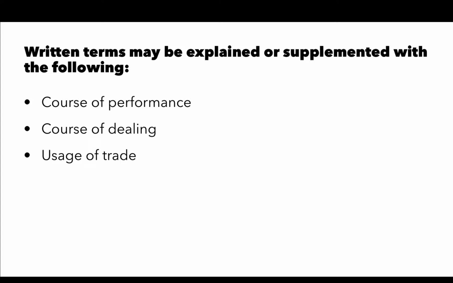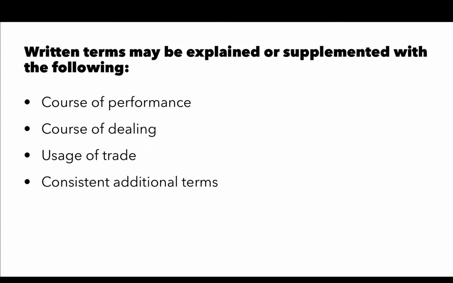Usage of the trade: any term, practice, or method of dealing that is regularly observed in an industry, a vocation, or a trade, and would be reasonably expected to be observed in this transaction. Therefore, we can use that trade usage as evidence of what the parties were actually agreeing to.